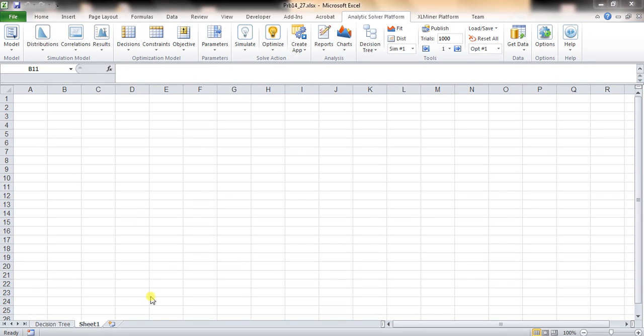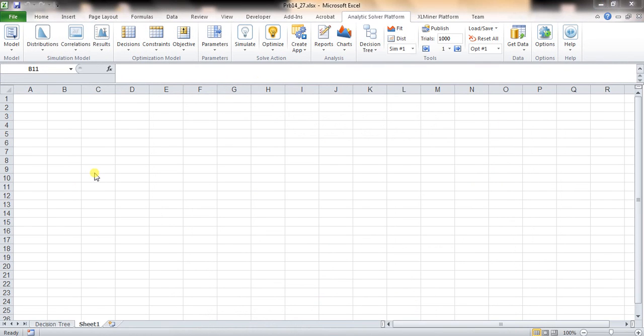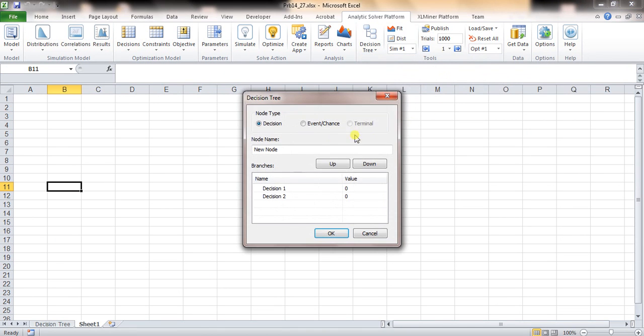Hi, this is question number 27 from chapter 14, and we're going to create the decision tree. So the first thing that we need to do is create a decision node. Let's call it D, and for that particular decision we have three alternatives.